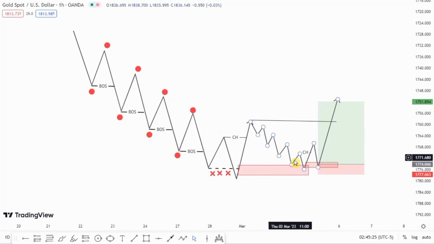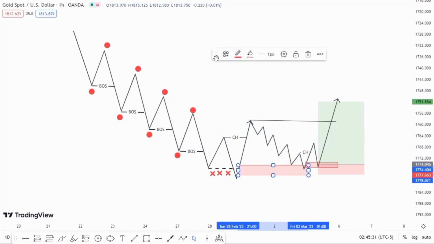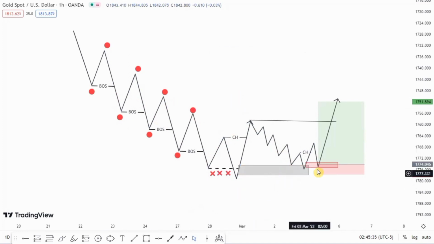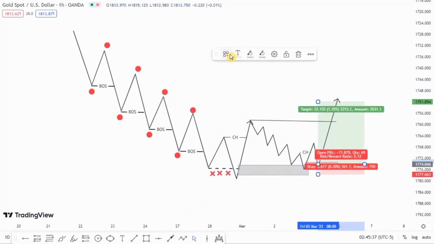And then now back to our demand zone. Let me just change that a little bit. Just give me a sec. So it came back to our demand zone, and we have a change in character. Still exactly the same process, nothing changes. So this is our demand zone. This becomes our demand zone.